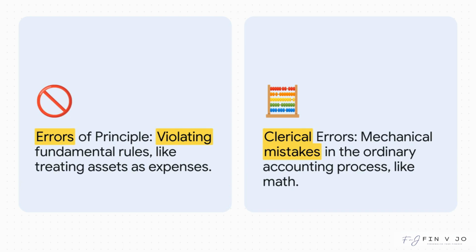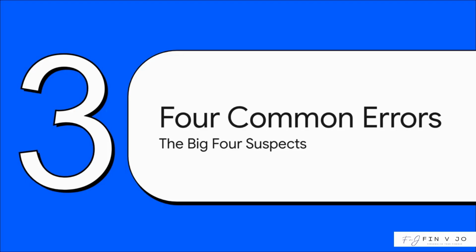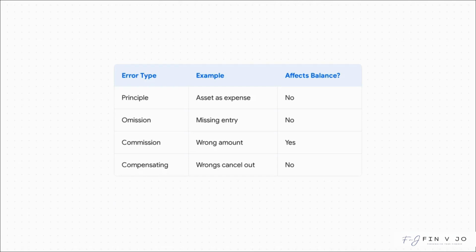Then, on the flip side, we have clerical errors. These are mechanical slip-ups made in the ordinary day-to-day accounting process. Think bad math or accidentally posting something to the wrong account. Which brings us to Section 3, the 4 common errors, or, as I call them, our big 4 suspects. So let's look at these 4 main categories.